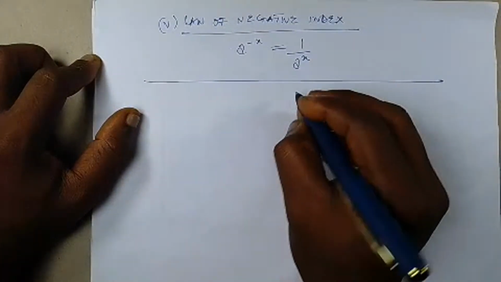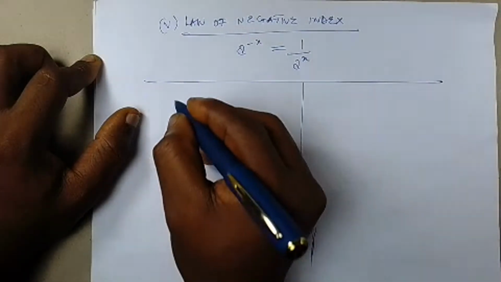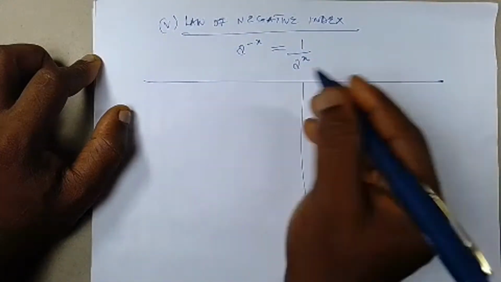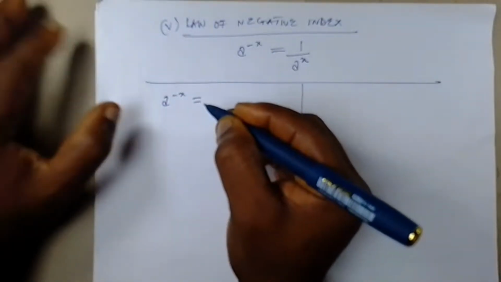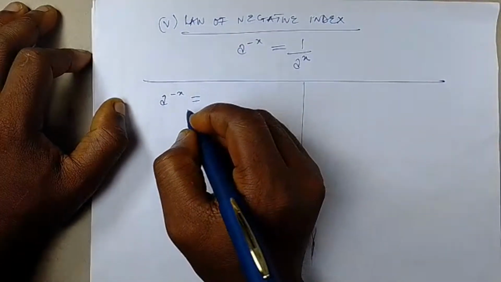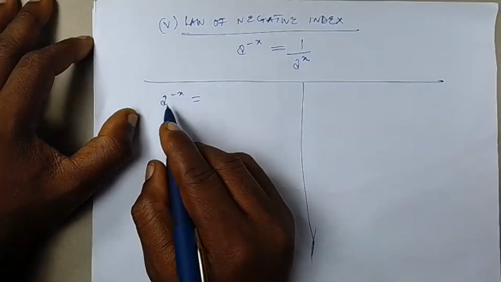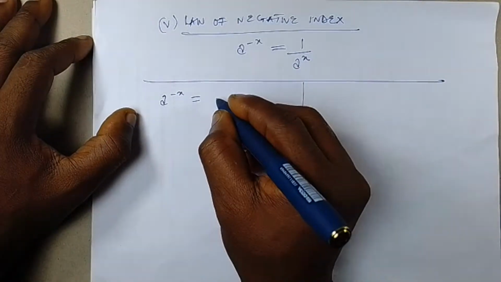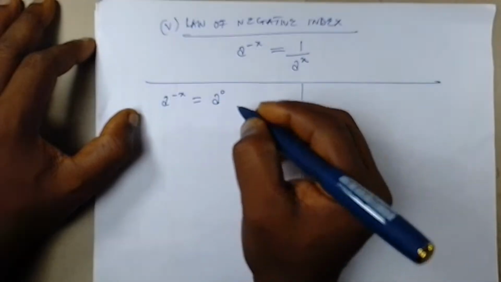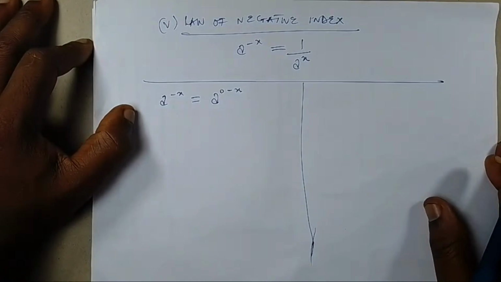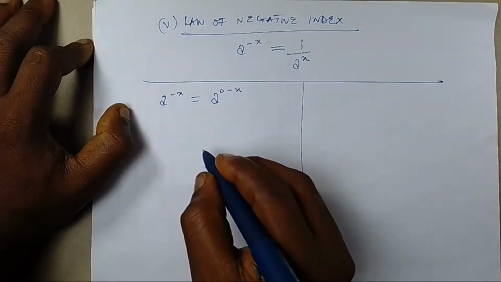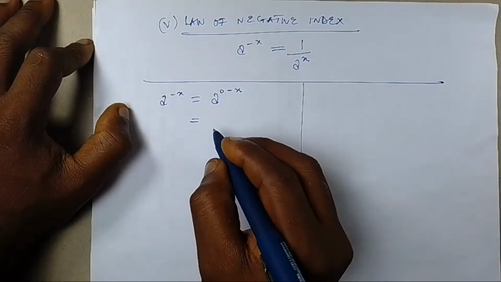So let's start with the first method. Let's say I want to prove from left to right, a raised to power minus x, my left. Okay? So if I want to prove from left to right, I'm going to start with saying that a raised to power minus x can be written as a raised to power 0 minus x. That is the first step I'll take. Now, taking this step means that I can now go to the next step.